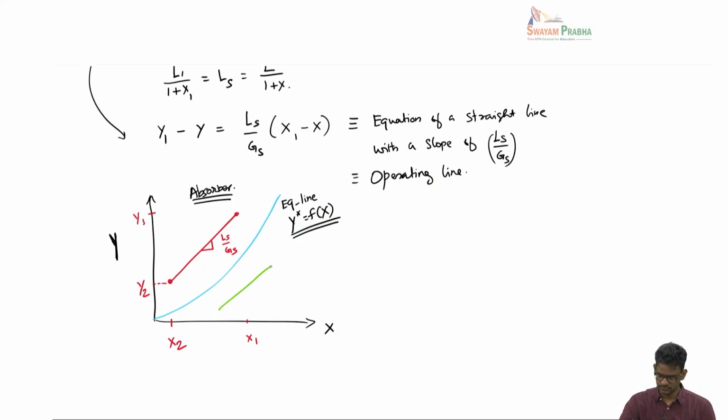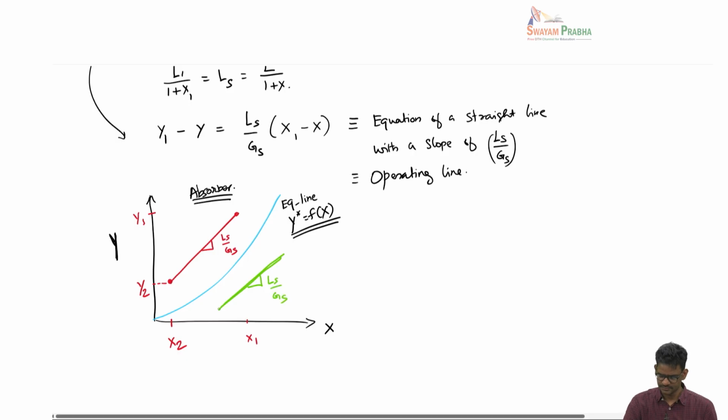Now, if you have a stripping operation, you will do exactly the same. The only difference is this operating line will fall below the equilibrium line, and this line will have exactly the same slope as before, Ls by Gs. This is for the stripper, for the stripping operation.